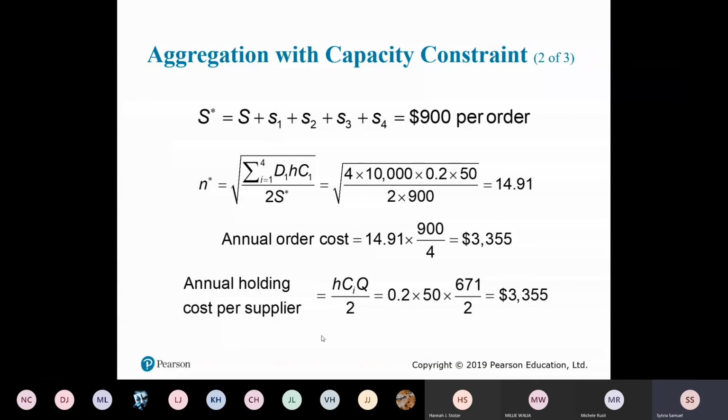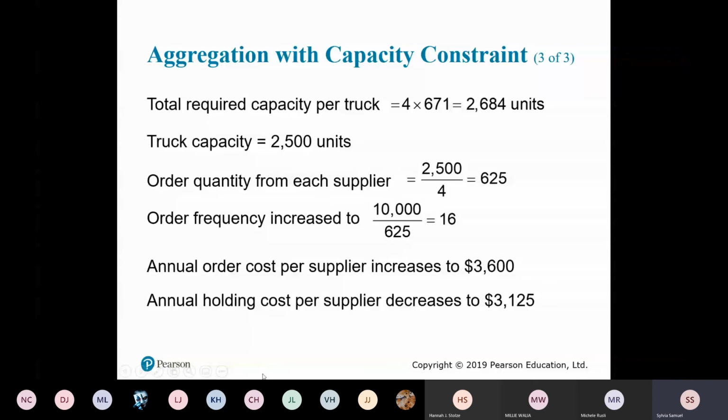We need to calculate per supplier, because WW Grainger is serving hundreds of suppliers. So we need to calculate for each supplier. Let's say if they have 10 suppliers, we need to calculate the cost. So 671, we get it from 10,000 divided by 14.91. Maybe you need a piece of paper. So we got that amount, and this one is for aggregation. Next.